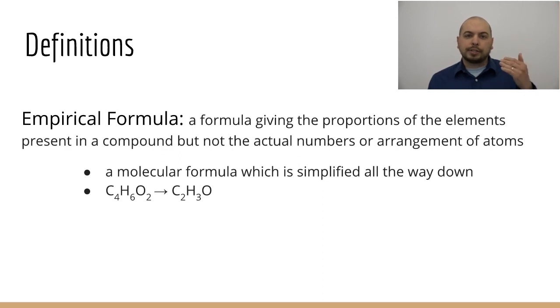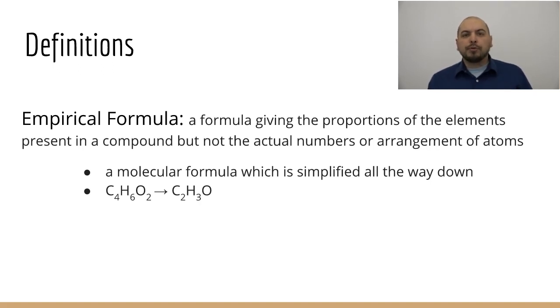The way we did that was we simply found the greatest common factor of all of the atoms in the compound, and we simply divided by that. So in our situation here, we had a greatest common factor of 2, therefore every single subscript is going to be divided by 2 to give us our empirical formula.